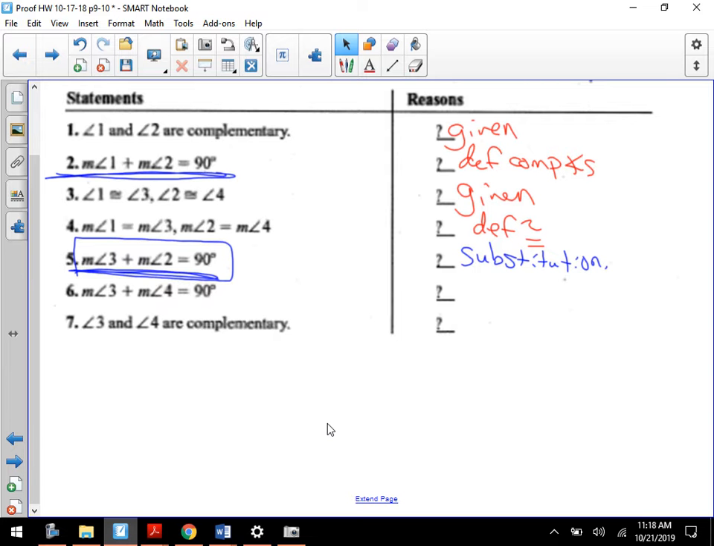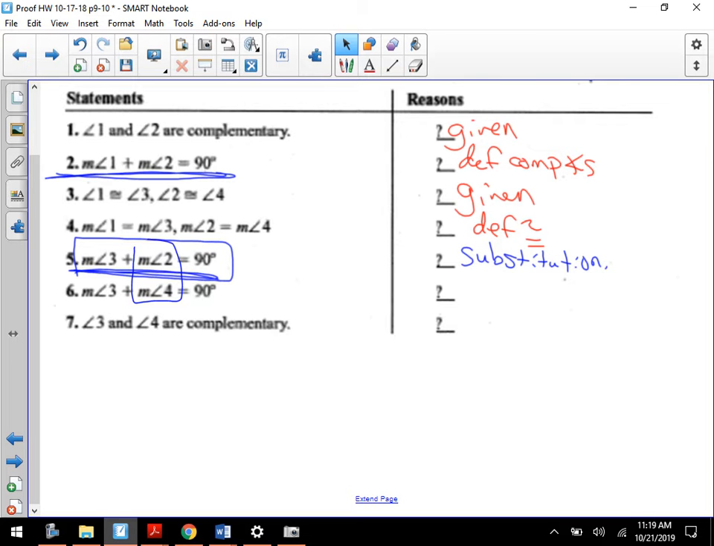If you're not sure what happened, take a guess and just write down substitution. You probably have a 70% chance of being right. And that's not bad. Okay? Same thing with the next one. You went from 3 plus 2 is 90 to 3 plus 4 is 90. Well, what changed?